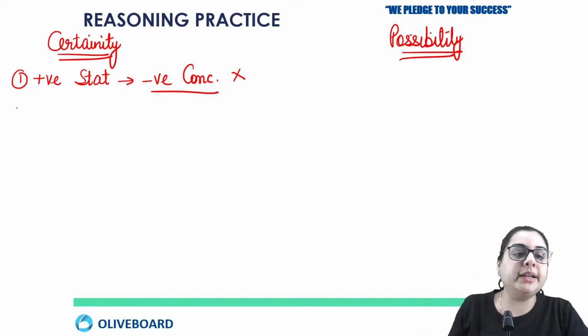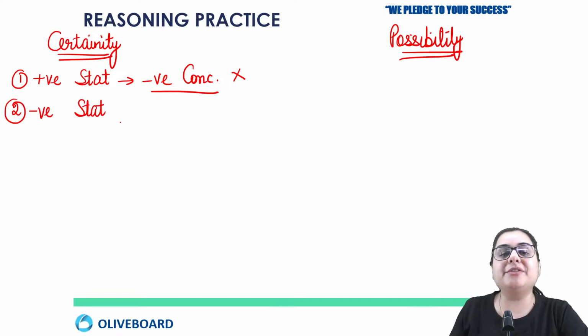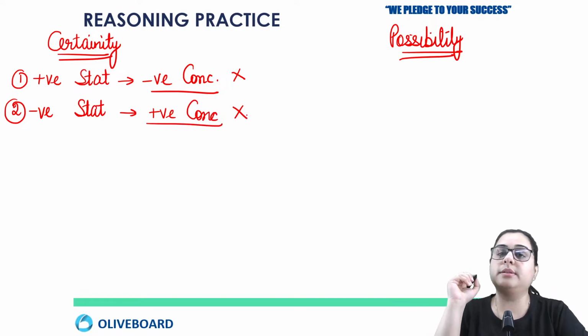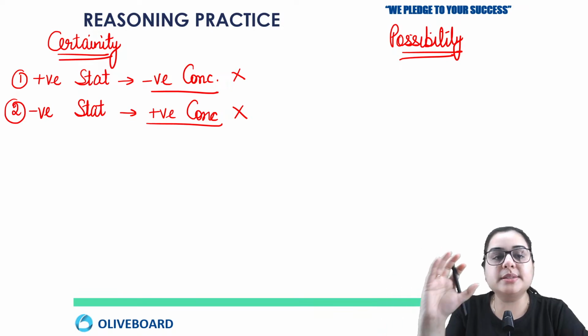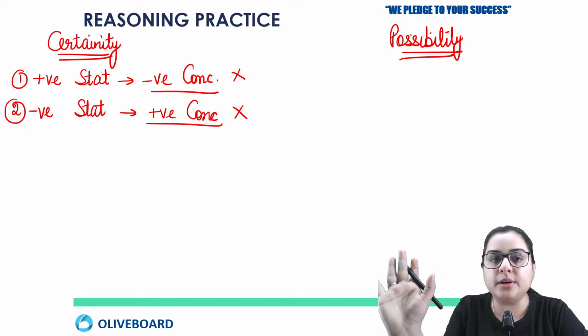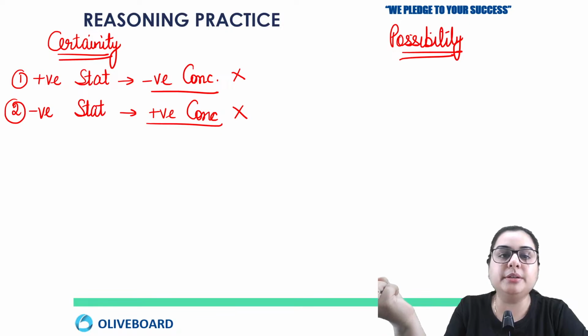Second thing is, if I have a negative statement, for example, no A is B in the statement and in the conclusion he is asking some A is B, that is also wrong. So we need not even see the diagram. Simply, if you have a positive statement, a negative conclusion from it is wrong. If you have a negative statement, a positive conclusion from it will be wrong.